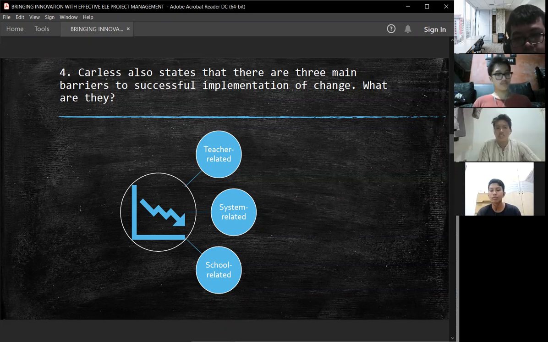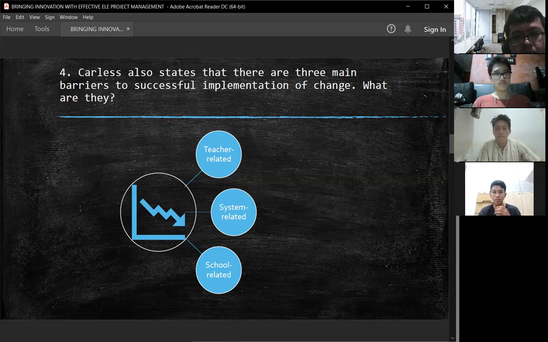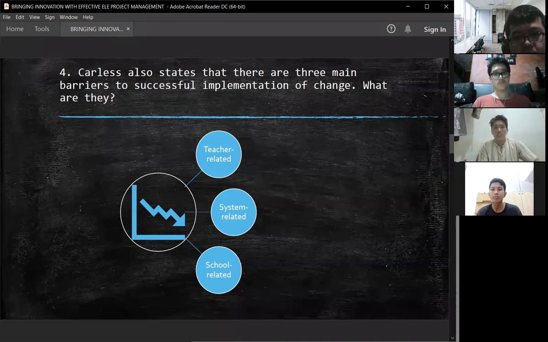Teachers are often emotionally bound up in existing practices, and change can be personally threatening. And the second is system related.